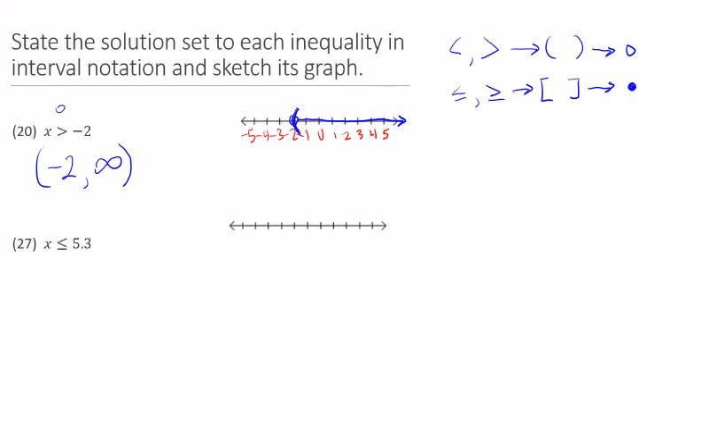So either way, either open circle or parentheses. Don't put them both, just one or the other, even though I know I would put them both. So that's how you graph inequalities, okay?